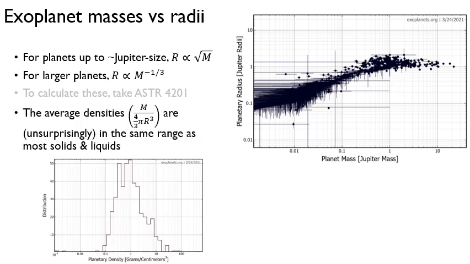Now we can take our planetary masses and radii, use the radius to calculate a volume for a sphere, and the average density is just the mass over the volume. And unsurprisingly, when we plot the distribution of the density, these objects are basically in the range of densities that pretty much all liquids and solids have here on Earth, right? So the average density is about the same as water, a gram per centimeter cubed. And you have some planets that are about 10 times less dense, some that are 10 times more dense, but they're all in the same kind of ballpark here.